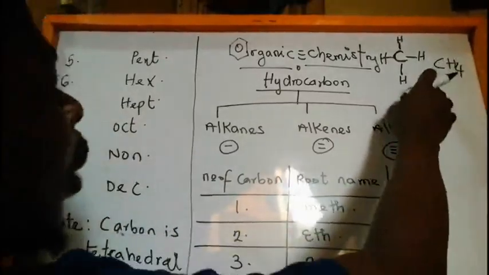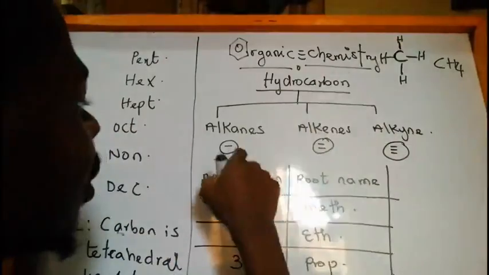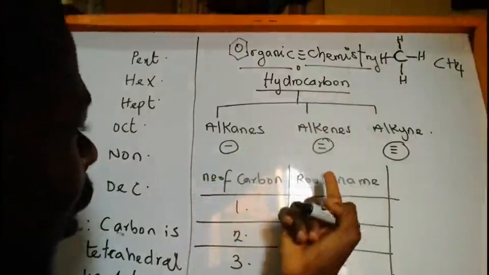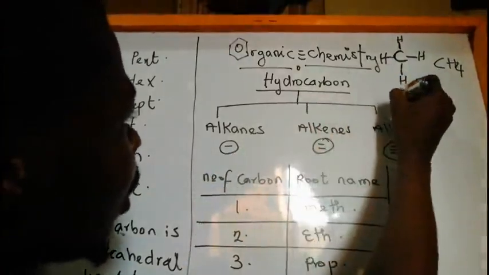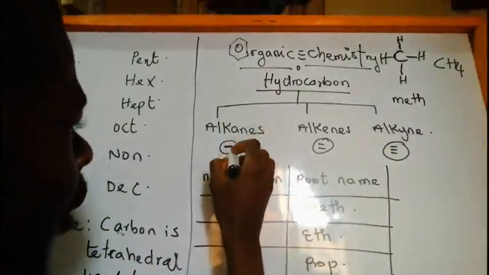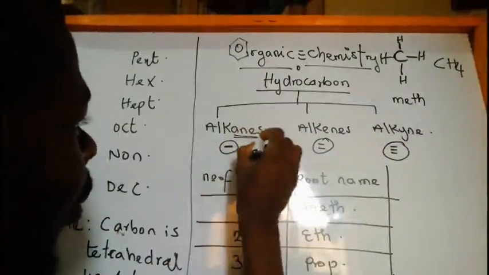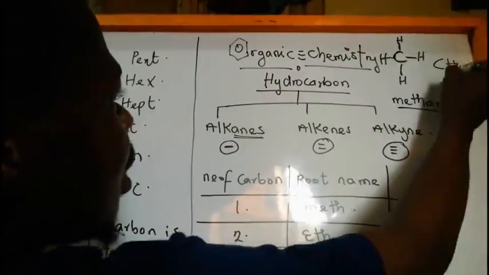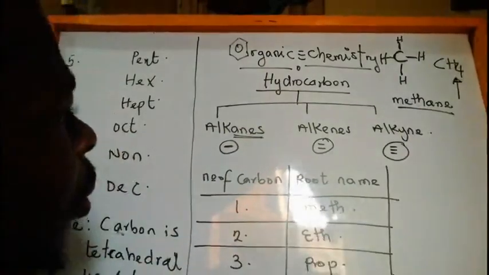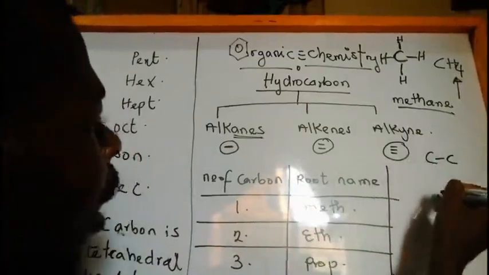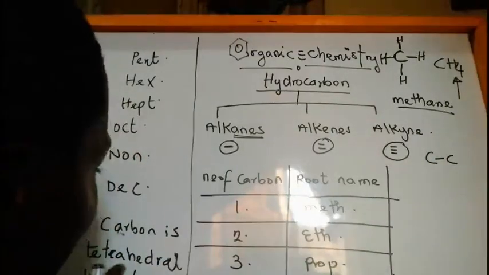Now the name of this compound, because it has single bonds, is going to be an alkane, and the number of carbons there is just 1. So we write the root word for 1 carbon, meth, and because it has just single bonds, it takes the family name, so it becomes methane. So methane is CH4.